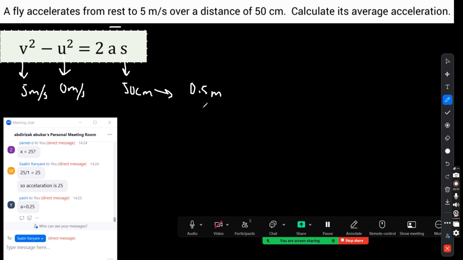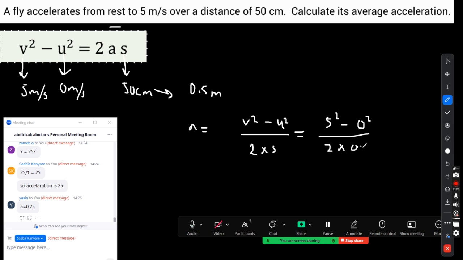Now rearrange the equation to make A the subject. So to make A the subject, take these two to the other side, so it will be V squared take away U squared, divided by 2 times S. Alright, so the V squared would be 5 squared minus 0 squared divided by 2 times 0.5.